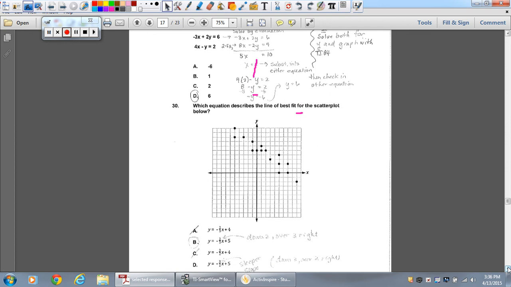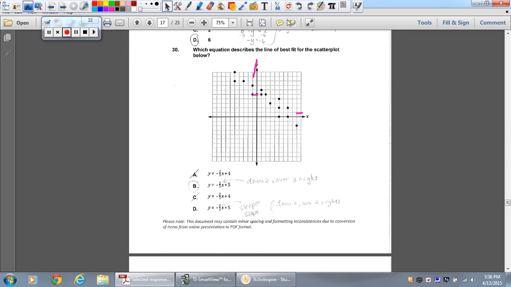Number 30, which equation describes the line of best fit for the scatter plot? Again, you could just sketch in a line or imagine where that line would be. I had one in here, but you can't really see it, so I'll just kind of lightly draw the general idea here. Let's see if that's good enough. If not, we'll have to do that a little bit better. All right, 1, 2, 3, 4, 5. I know it's 5 or greater.